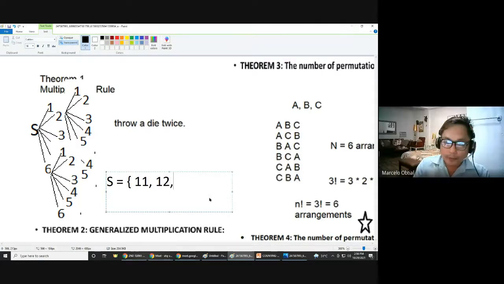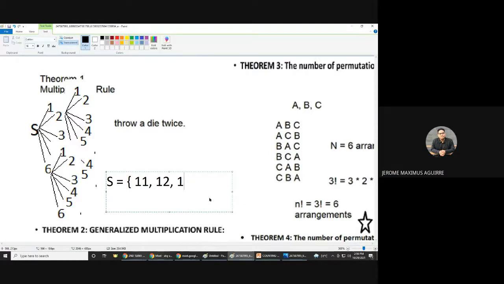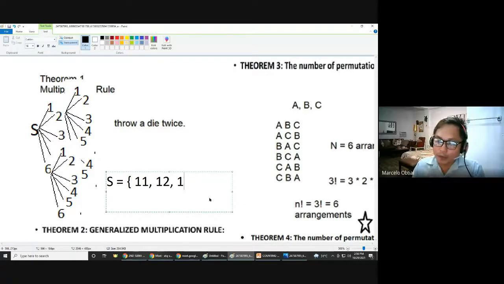Very good, no? Then, pwede din, sa first mo na throw, 1 din. Pero sa second mo na throw, possible is? If we will not repeat the outcome, it should be 3, right? Yes, sir. Pwede din sa first mo na throw, 1 ang lalabas. Then, the second mo na throw, pwedeng 4. So it's 1, 4, no? And so on and so forth.